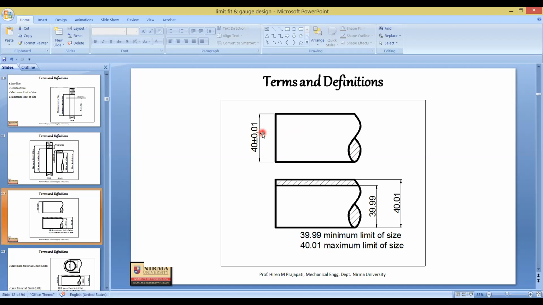So the total tolerance is 0.02, and the lower limit would be 40 minus 0.01 and the upper limit would be 40 plus 0.01. So here you can see the lower limit is 39.99 and the upper limit is 40.01. If you take the difference between 40.01 and 39.99, meaning upper limit minus lower limit, that will give the width of this hatched portion, which is called the tolerance given to the component.